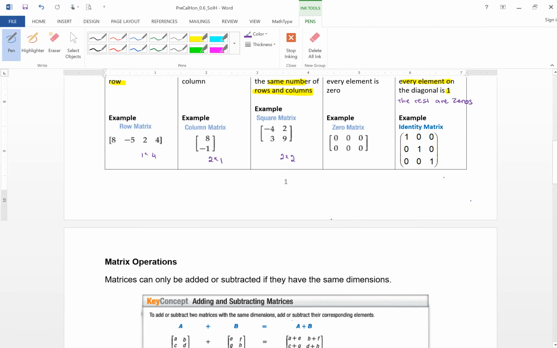And do you have to label the zero matrix and the identity matrix as 2 by 3 and 3 by 3? No. So 3 by 3, I don't need to do that. So this is the identity matrix. You should know what an identity matrix is.